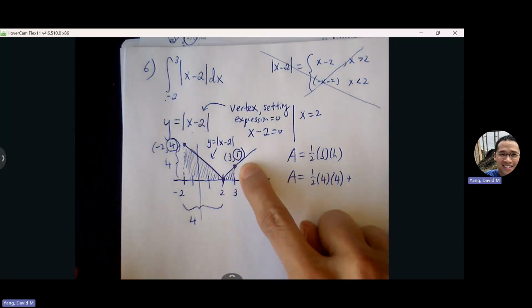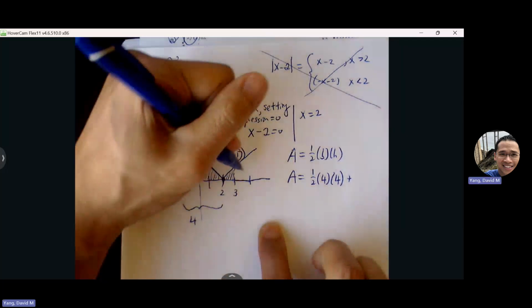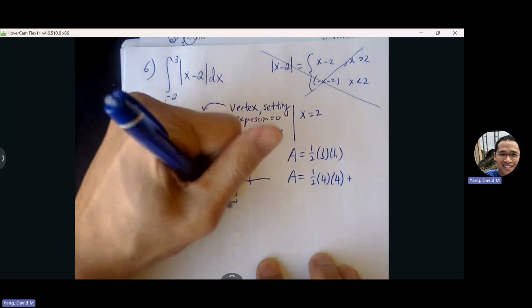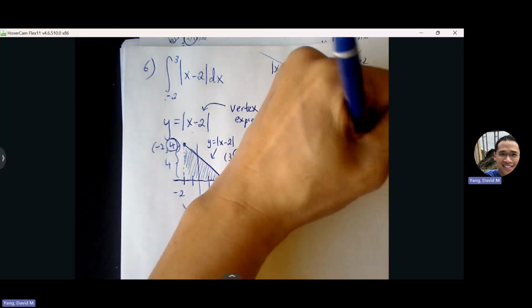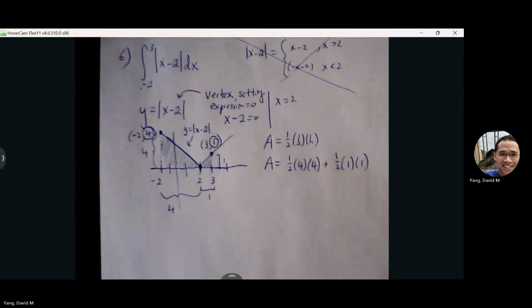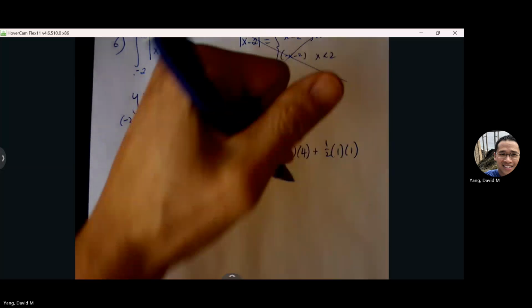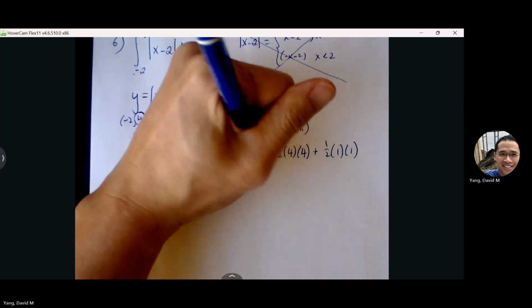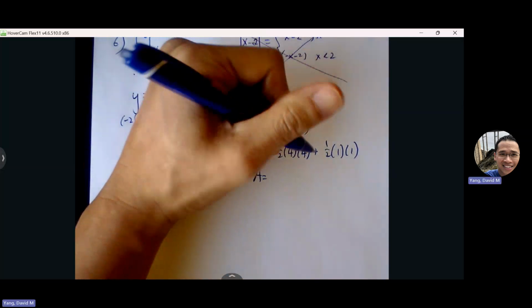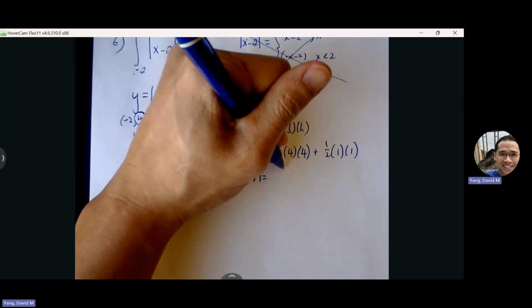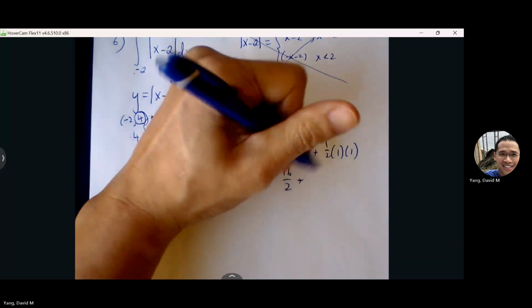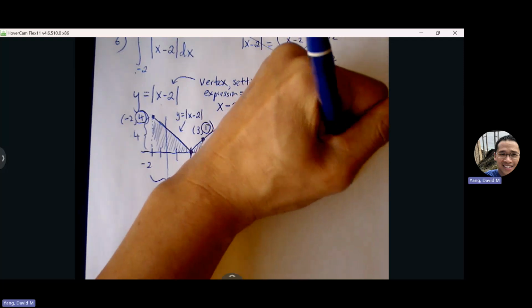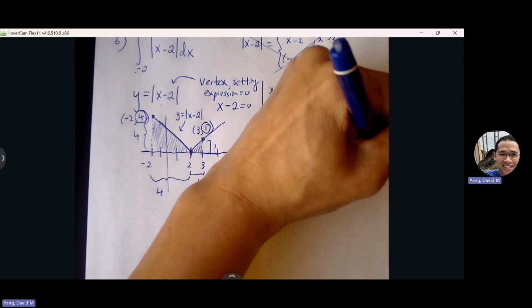Okay, what's the height of this smaller triangle on the right? 1. What's the base? 1. 1/2 times 1 times 1. So put this together, 16/2 plus 1/2, 17/2, or 8.5.